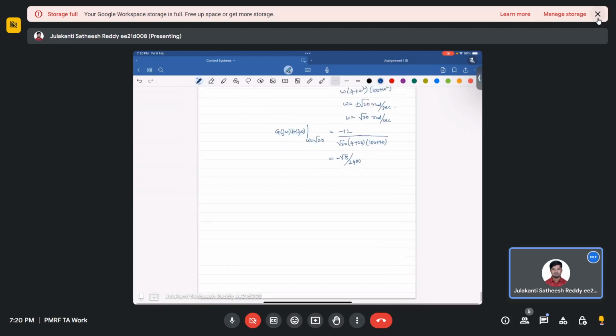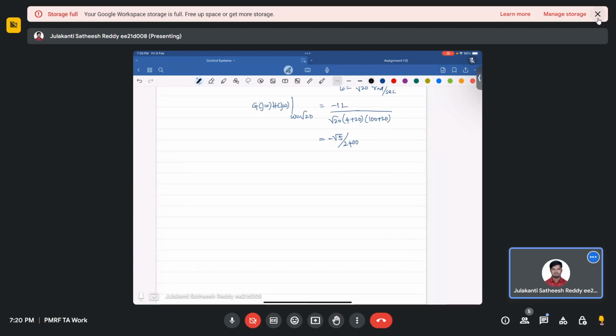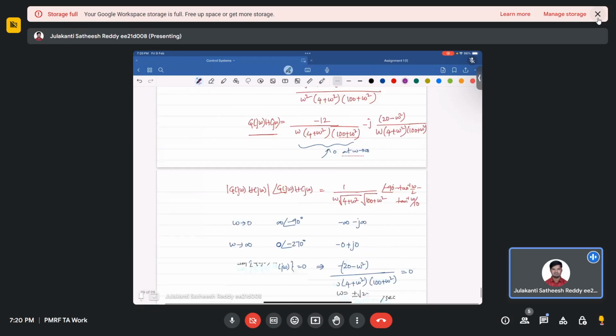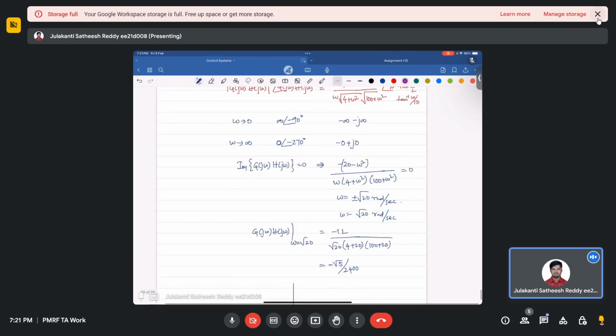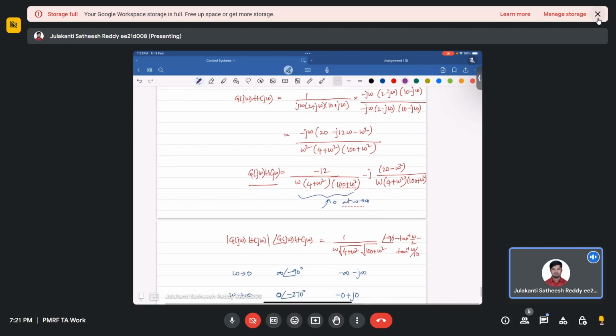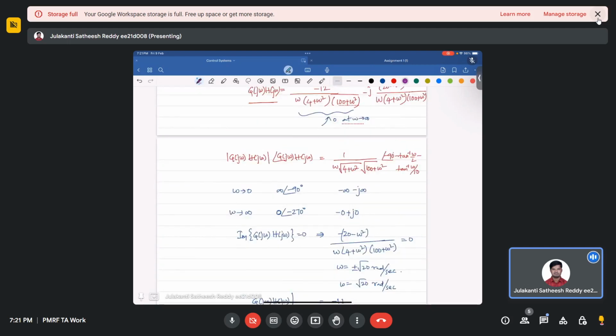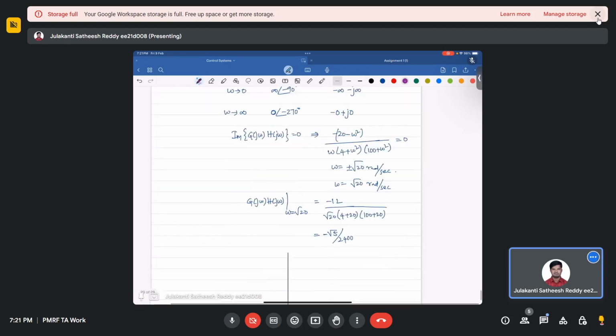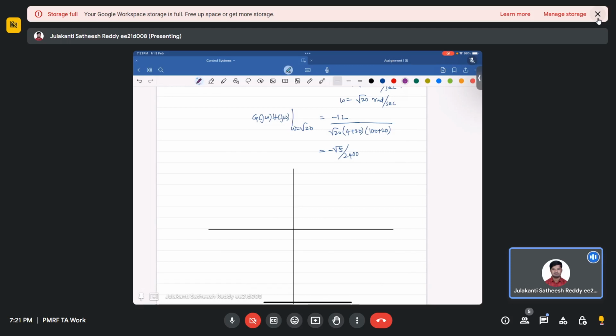What is exactly here? Okay. Now as omega tends to 0, what is its magnitude? It is minus infinite, right? And the angle will be minus 90. Now, at what frequency is it 0? It will be 0 at omega equals root 20.